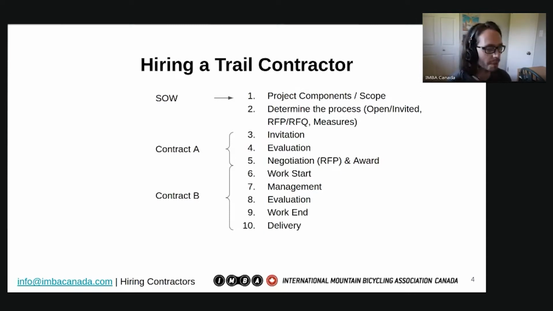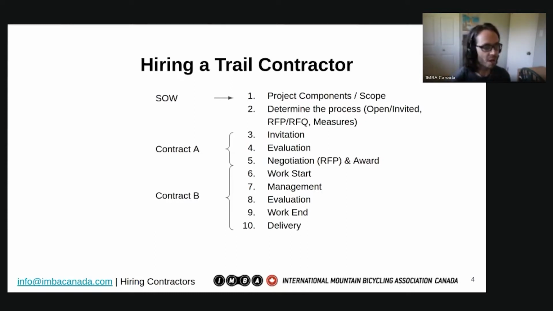When you're contracting with a contractor and you're going through an RFP or an RFQ process, you're actually engaging in two contracts, and they call it Contract A and Contract B. Contract A is a contract that arises when you receive a bid from a proponent, and you are required to evaluate that proponent's proposal according to the guidelines and the language that you set out in your RFP. And so that process includes the invitation, the evaluation, and then the negotiation and award of that. And I have negotiation in the RFP because that's usually exclusively in the RFP.